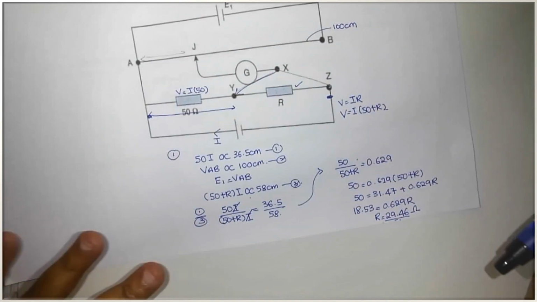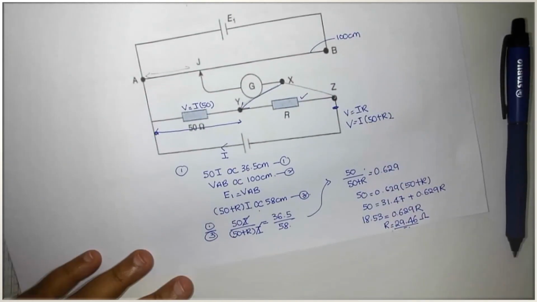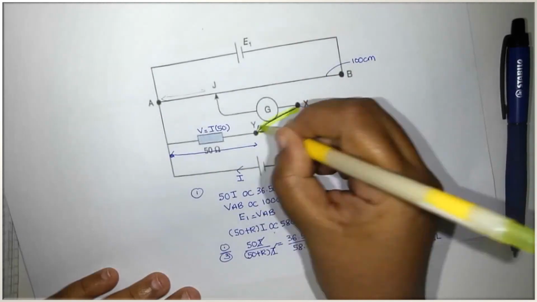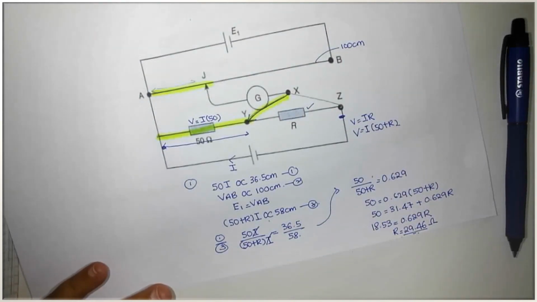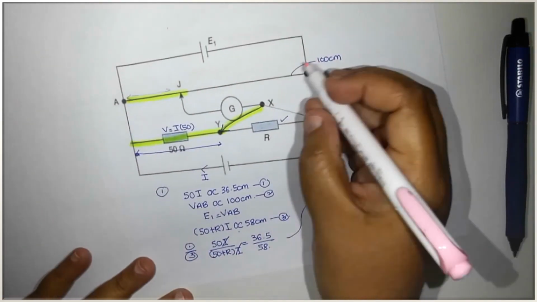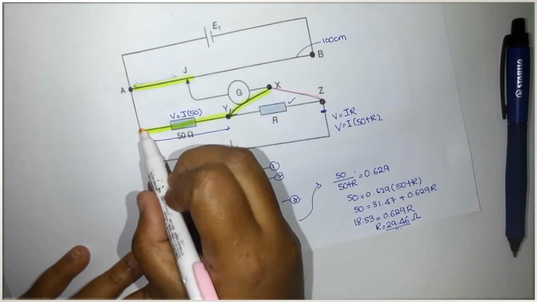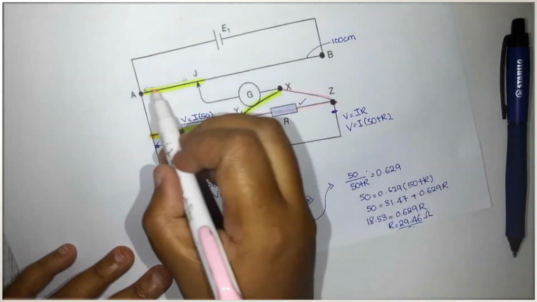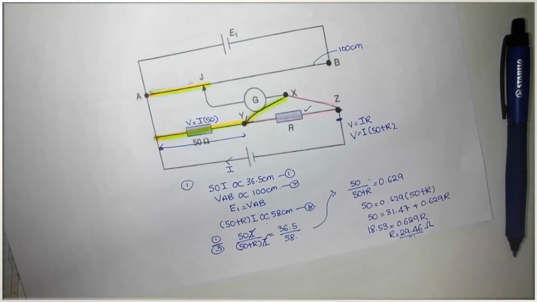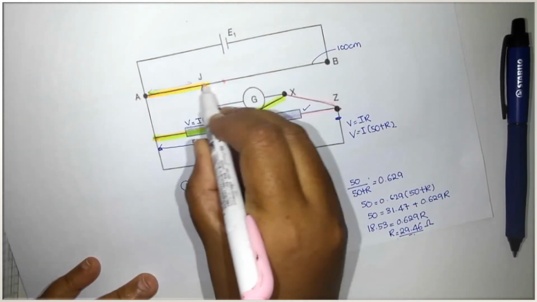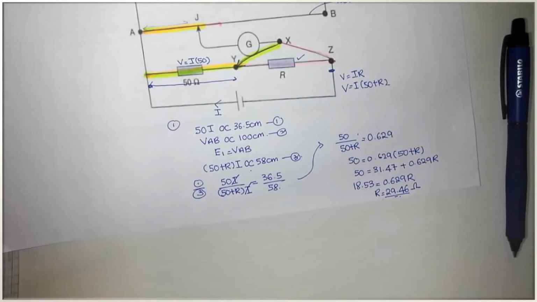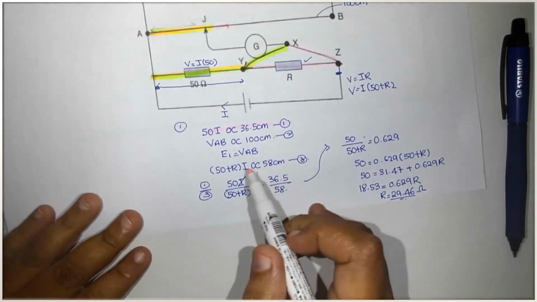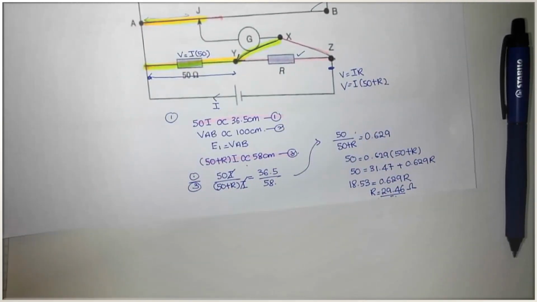Okay, so this is how I solve. How did I solve, class? First, I connect to XY. So the potential difference here is directly proportional to the length here. Then after that, I connect it to XZ. The potential difference here is directly proportional to this length, which is the new length, which is 58 cm. So it must be somewhere around here, the new length AJ. Then I make into equation. I only use number 1 and number 3. And I can solve and get my R. Okay, so that is how.